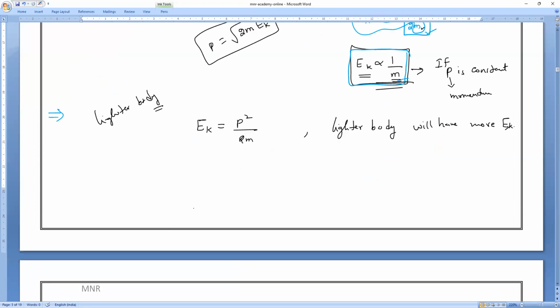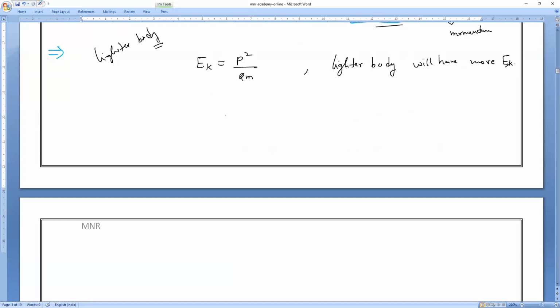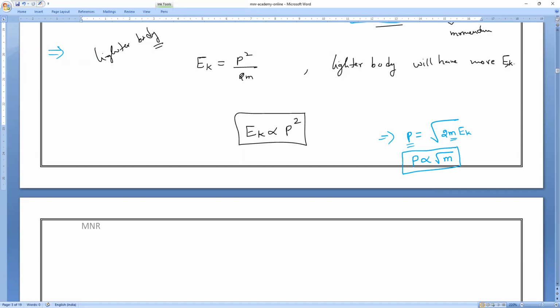Now, same question. If kinetic energy and momentum, what is the relation? Kinetic energy is directly proportional to the square of momentum. Am I right? And for momentum and kinetic energy, the formula is momentum equals root over 2m into kinetic energy. So what is the relationship between momentum and mass? Momentum is directly proportional to the square root of mass. Is it right or wrong?